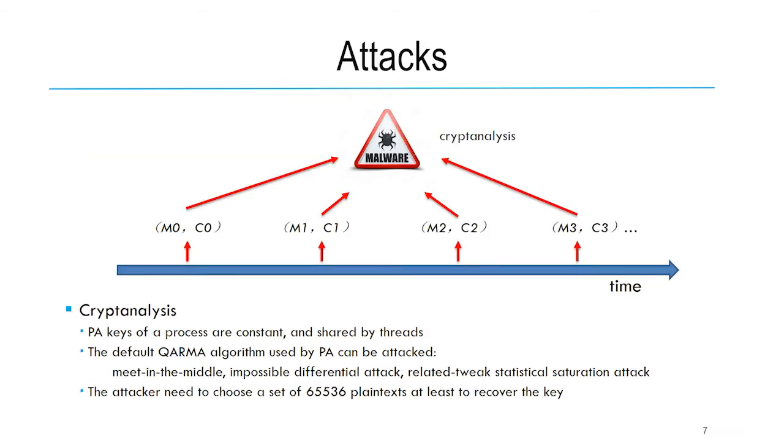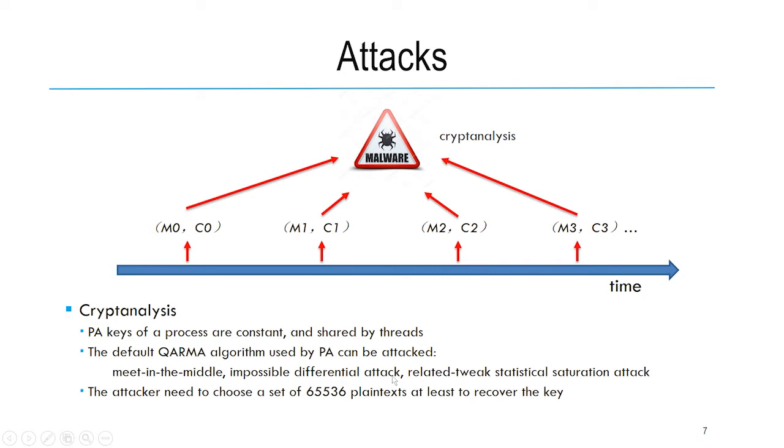The last possible attack is cryptanalysis against the default hash function, QARMA. We know that the PA keys remain constant throughout their lifetime and are shared by all threads in a single address space. A constant PA key is fragile to cryptanalysis attacks based on known PAC values, and the default QARMA algorithm used by PA can be attacked. Researchers have proposed several methods such as meet-in-the-middle and impossible differential attacks.